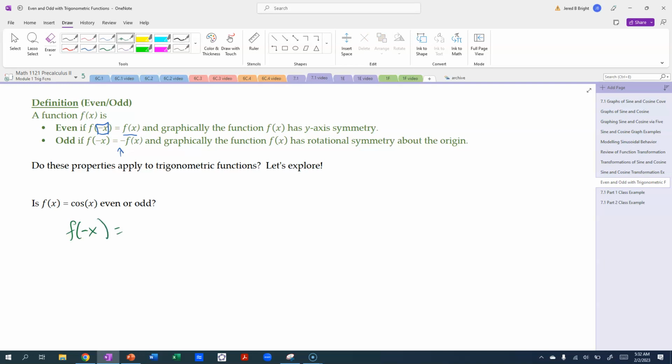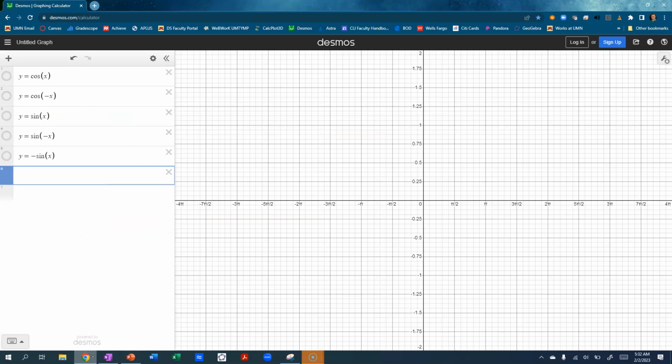So f of minus x would equal cosine of minus x. And then we're like, well, what is going on here? We can't go any further algebraically. So that means we have to explore graphically. And so we're going to look at the graph. I just went to decimals. I fixed my window a little bit, so it's more conducive to us looking at this.